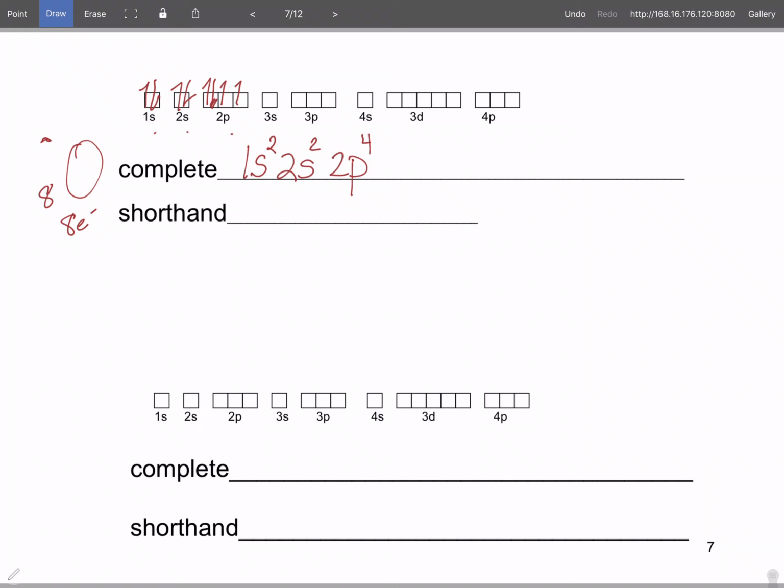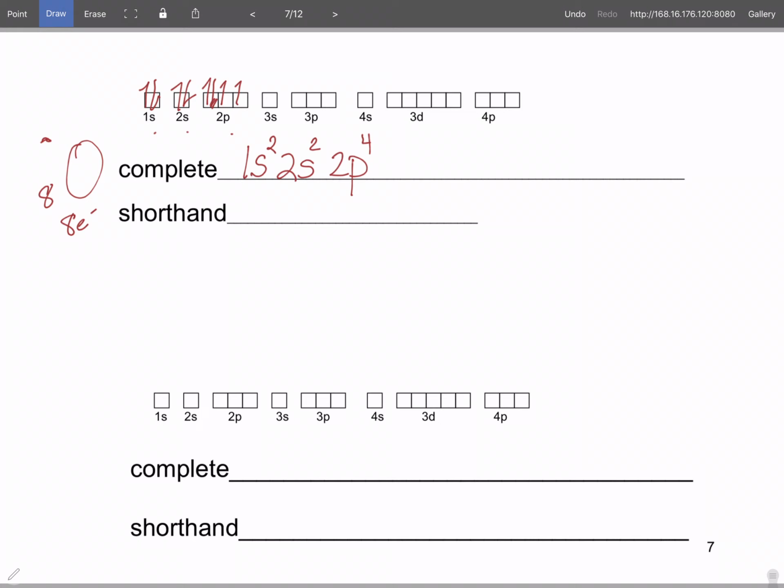Now, I'm going to show you what the shorthand is. For elements between 1 and 18, shorthand is pretty much kind of useless. But when you get up beyond that, and we're going to do some of those, you're going to see that you really like the shorthand. Now, on the exam, you are going to be using both. So you need to know how to do both.